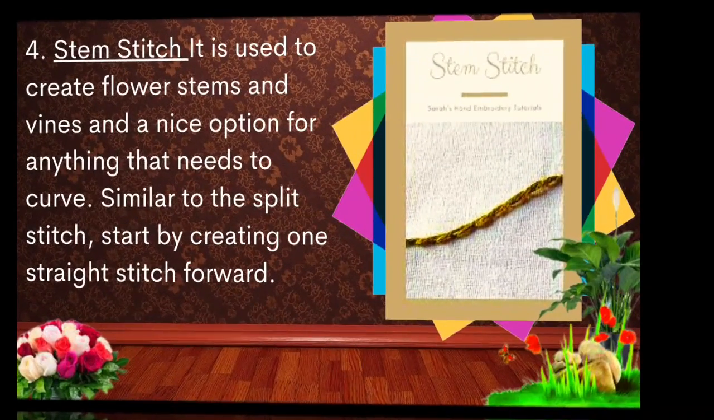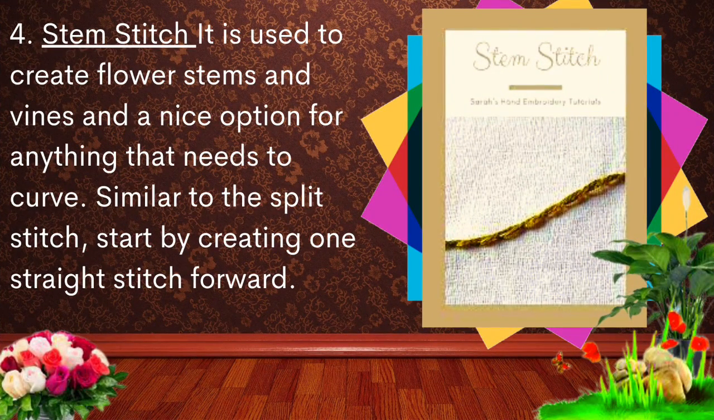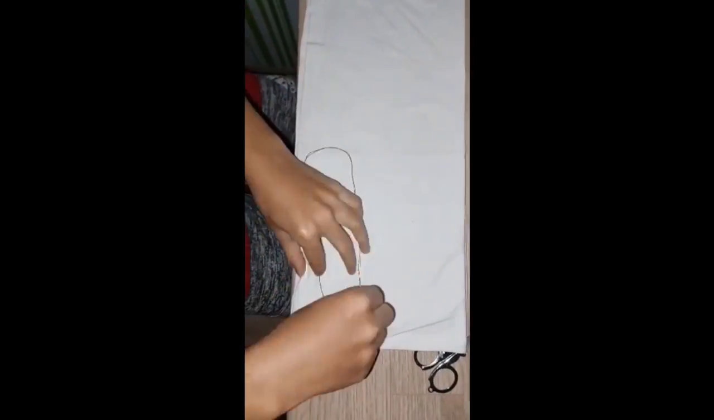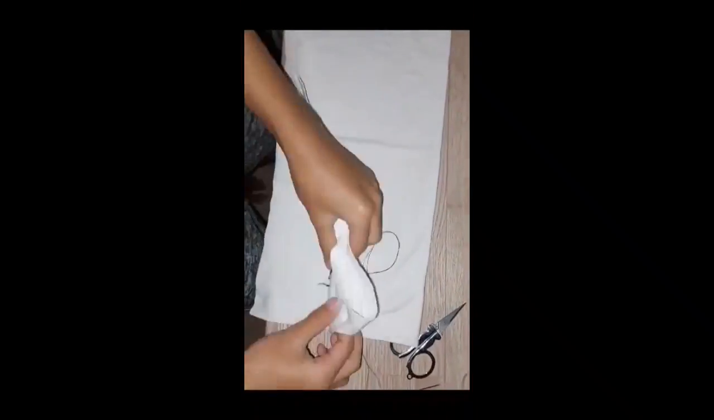Number 4 is stem stitch. It is used to create flower stems and vines, and a nice option for anything that needs to curve. Similar to the split stitch, start by creating one straight stitch forward.